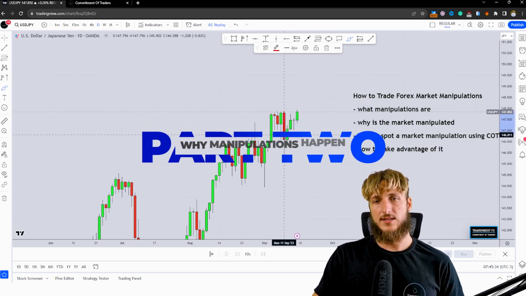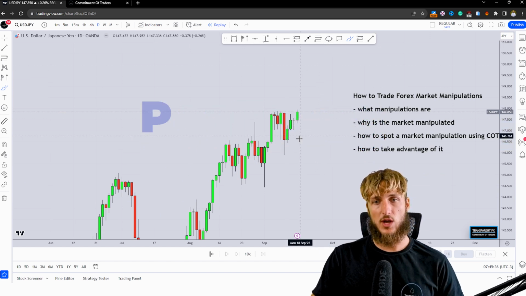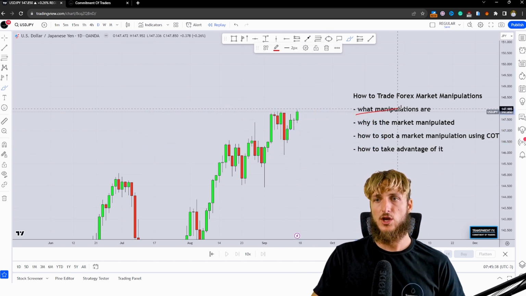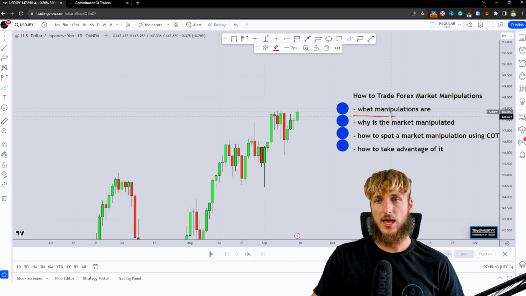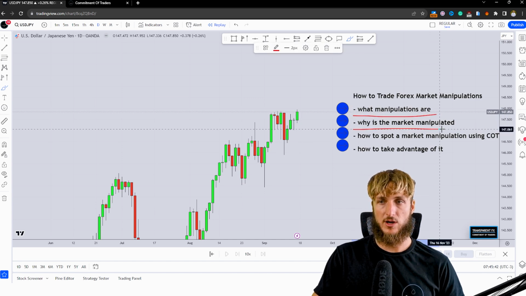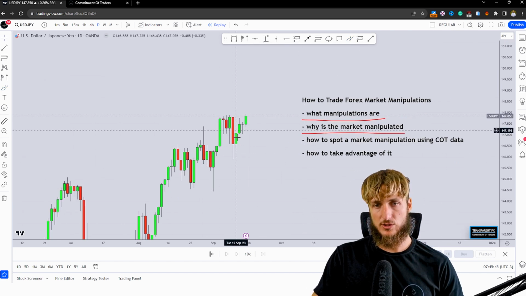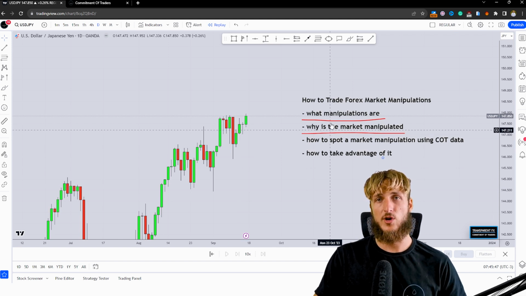So why did the market create this move to the downside? Okay, why did it create this manipulation? So essentially, what and why the market is manipulated. So what manipulations are, we just covered it. Now, why is the market manipulated?